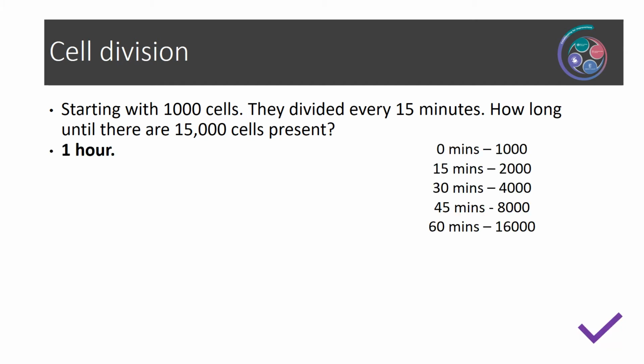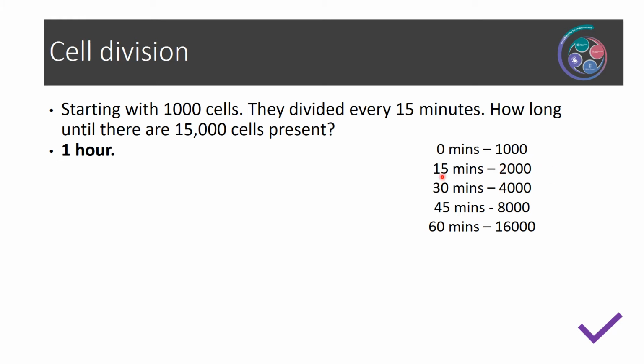Okay, so we can see our starting value, 0 minutes, we have got 1,000 cells. So just as the question has told us, nice and easy, we've got that information put in. Every 15 minutes it divides, so 1,000 cells divides into 2,000 cells, just like how 1 divided into 2. We're just adding on the zeros at the end.